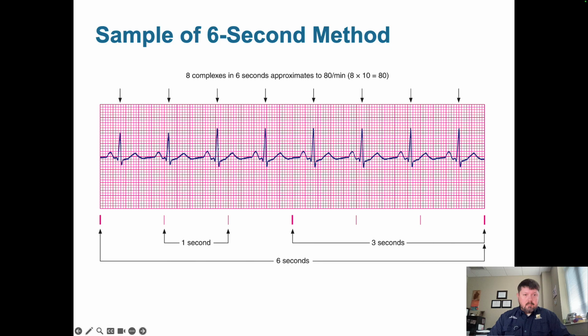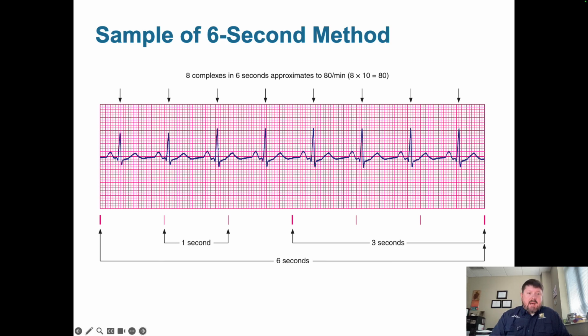So as you notice here on this sample, when the strip actually prints out, you'll have these lines. From one line right here to the next line right here, that is going to be 3 seconds. And then from right here to right here, that's another 3 seconds. So this would be a 6-second strip. So I'm going to count all of the complexes that I see in this 6-second strip.